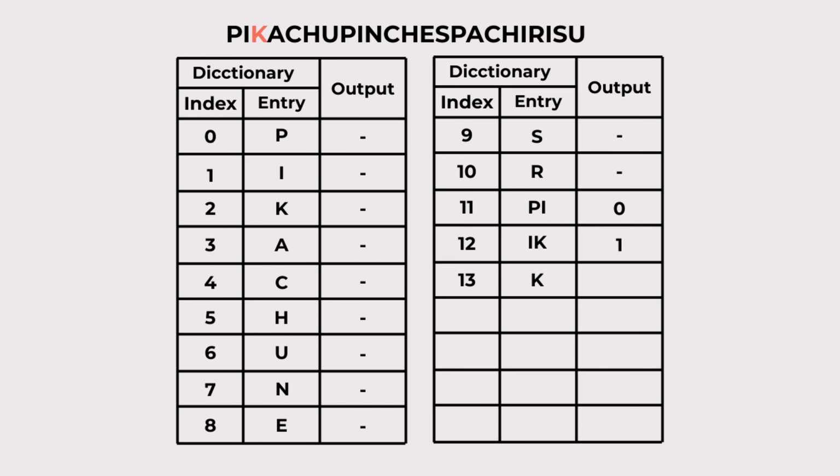Now, at K, we do the same process. Combine K with A. KA does not exist in the dictionary, so we output the code for K. Continue this process with the same rule.